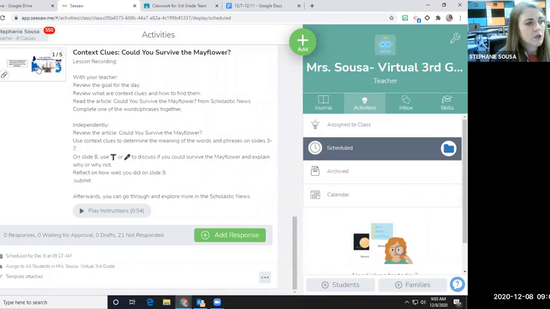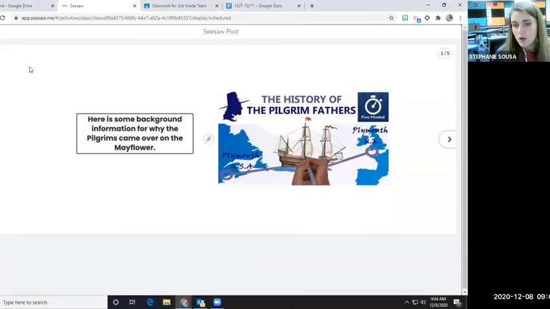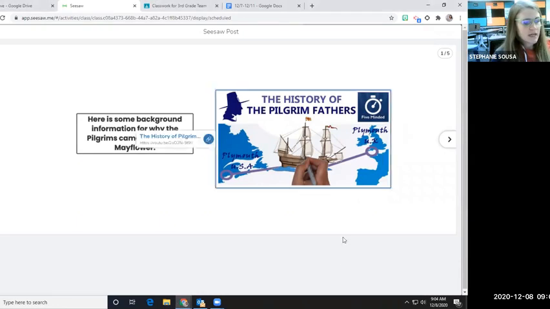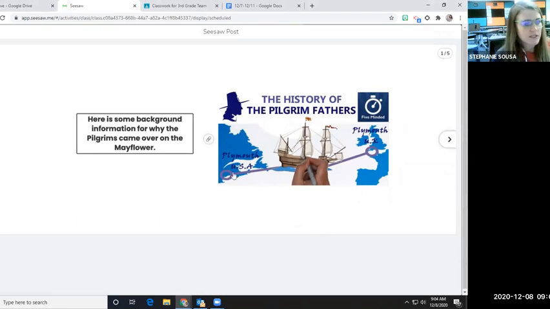We are going to review our goal for the day, and we're going to take a look again at what context clues are. And then we will read the article from Scholastic News called "Could You Survive the Mayflower?" So if you were going to be aboard the ship, we know that half of the people died during or after this journey. So the question is going to be, could you have survived the Mayflower? Let's take a look at what our goal is for today, and then we will get going.